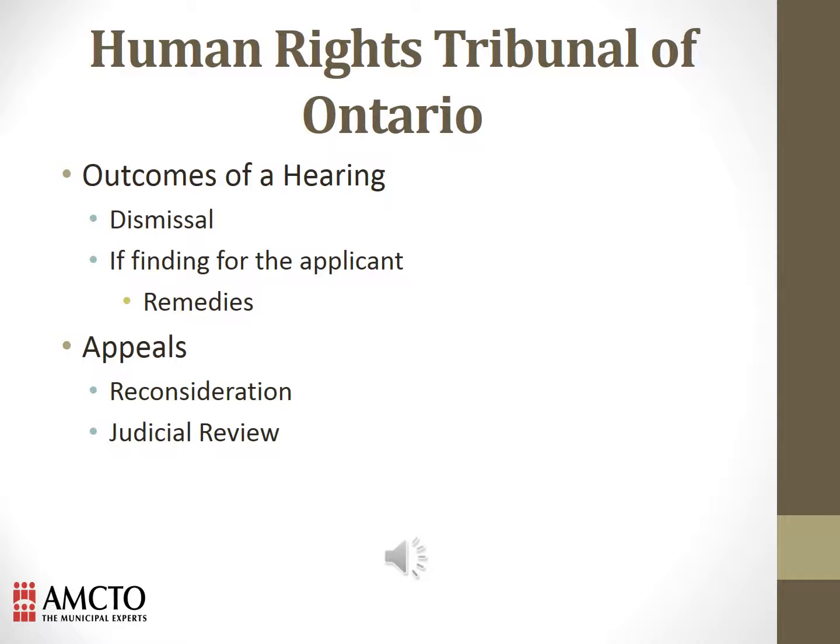The tribunal has a broad discretion to grant remedies, but there are three usual categories in employment cases. The first category is damages for compensation for injury to dignity, feelings, and self-respect. These damages are sometimes referred to as general damages. Damages can also be granted for actual losses. For example, if someone was terminated and suffered a loss of income as a result, an order could be made by the tribunal for the respondent to pay damages equivalent to that loss. These damages are sometimes referred to as special damages.